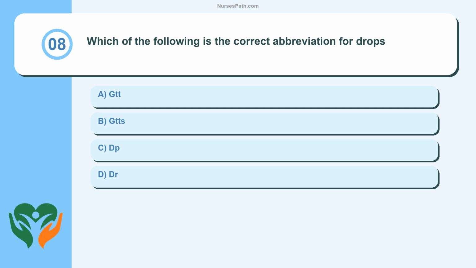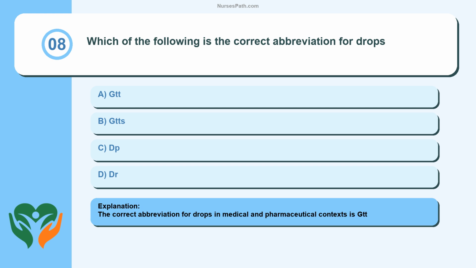Question 8. Which of the following is the correct abbreviation for drops? GDT, GTT, SDPDR. The correct abbreviation for drops in medical and pharmaceutical contexts is GTT.